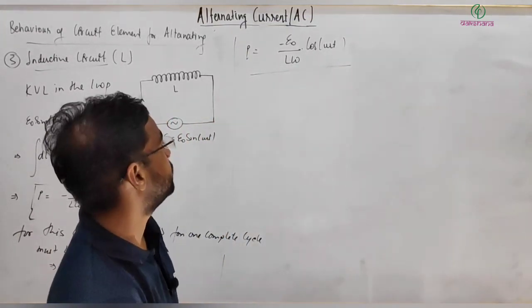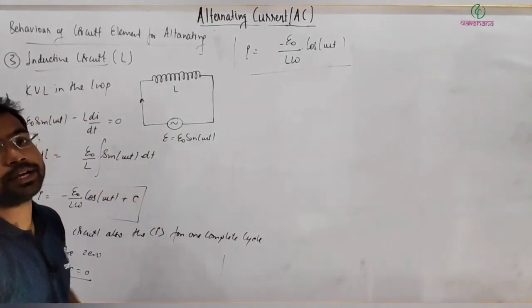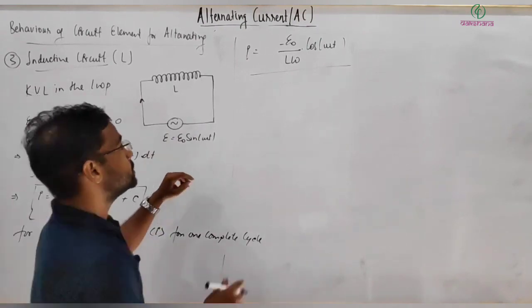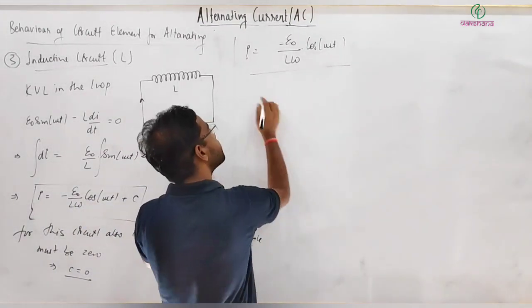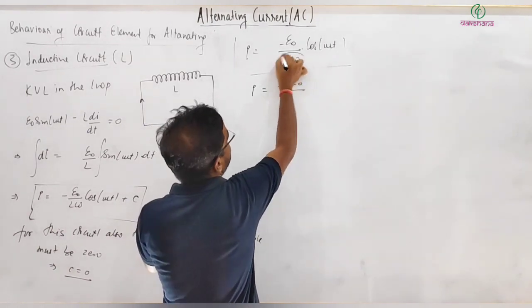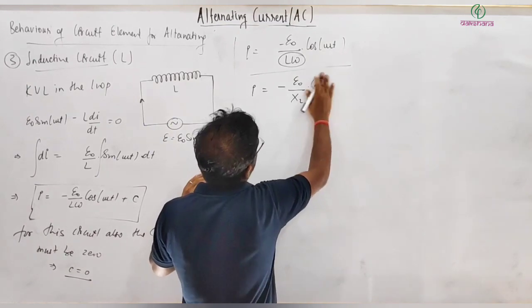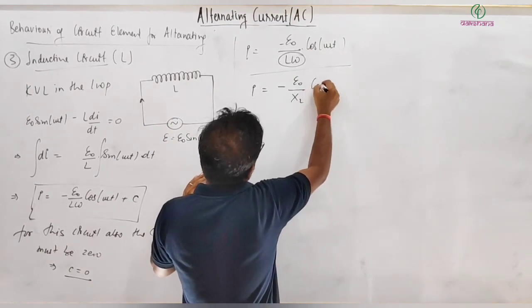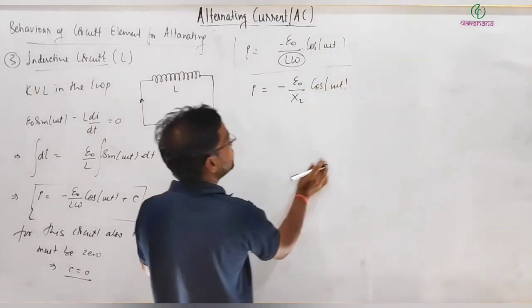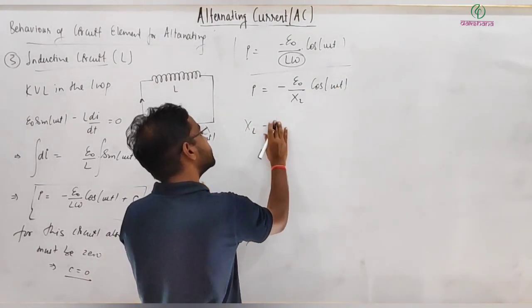So this is clear. Now what it implies, again I can express it. So first thing is I is equal to minus E naught divided by, we write this quantity as XL, into cos of omega t. XL is called inductive reactance.